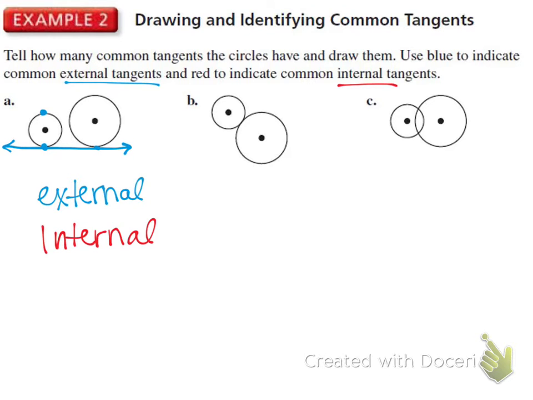Is there a way to draw another line, similar to this one, to touch the other circle once as well? Yes. So same color, because it's also external. So you've got two lines. These are two external, and that's how many there are. There aren't any more that would touch both circles. So one on the top, one on the bottom. There are two on the inside.